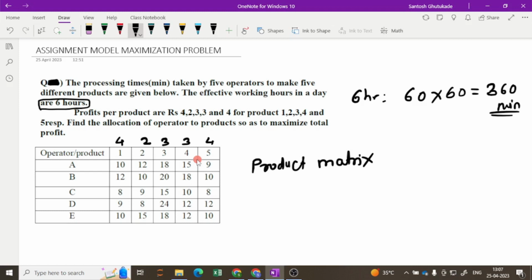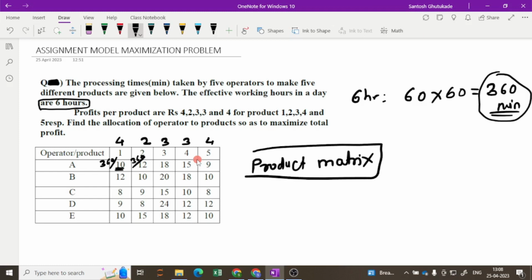For that, 360 minutes is the total time available and for one product 10 minutes is required. So we take 360 divided by 10, and that many products are produced by operator A. Similarly, 360 divided by 12, that many products are produced by operator A for product number 2. Likewise we prepare the product matrix first and then we will calculate the profit matrix.